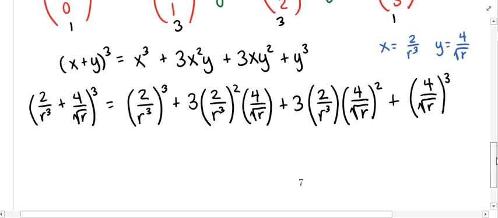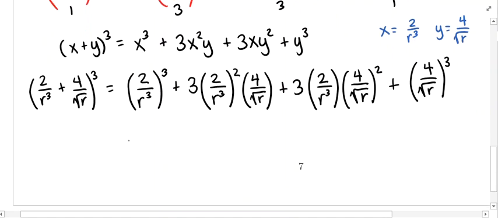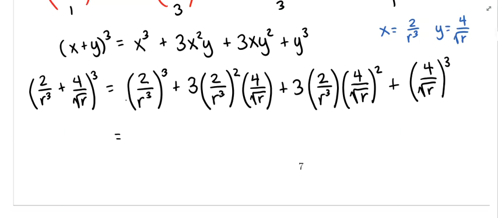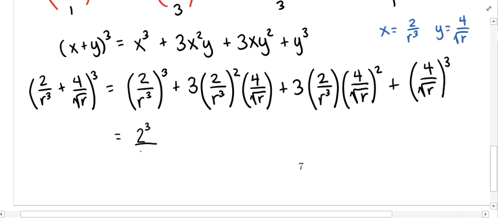We do have to simplify this, so let's try to do that. In the first term, like I've said already, if you are raising a fraction to a power, you need to take the numerator and raise it to that power, and the denominator and raise it to that power. So the first term is going to be 2 cubed over r cubed, cubed. That's what it's going to turn into. The next term, the 3 is hanging out front.